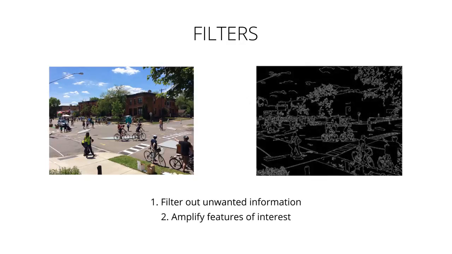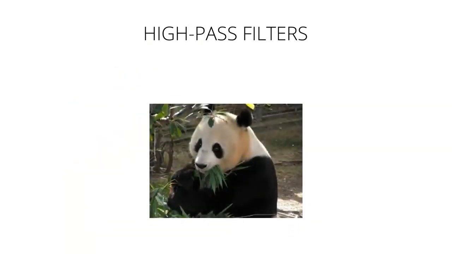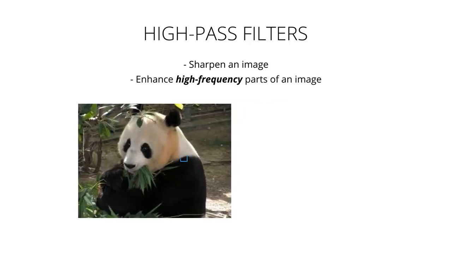In image processing, filters are used to filter out unwanted or irrelevant information in an image, or to amplify features like object boundaries or other distinguishing traits. High-pass filters are used to make an image appear sharper and enhance high-frequency parts of an image, which are areas where the levels of intensity in neighboring pixels rapidly change, like from very dark to very light pixels.